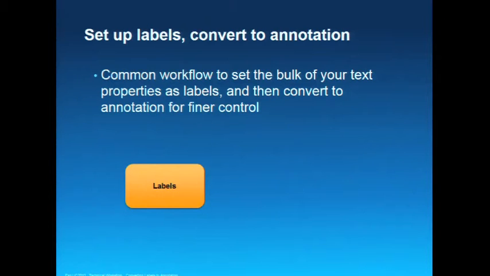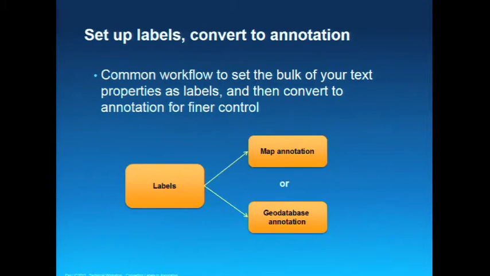So we start with our labels, and then we have a choice, map annotation or geodatabase annotation. We're going to look at what map annotation and geodatabase annotation are, what the difference is, and how to make that decision on where you're going to put it. Personally, I'm going to recommend geodatabase annotation, just because map annotation, once you've made that decision, you're kind of stuck with it.